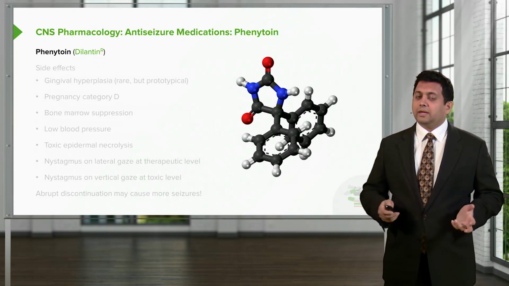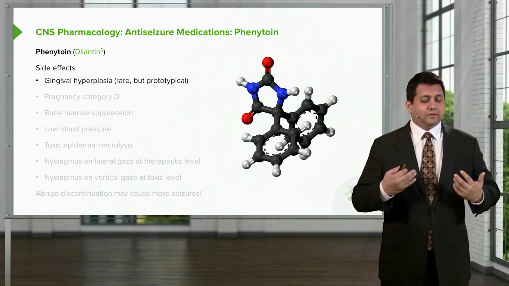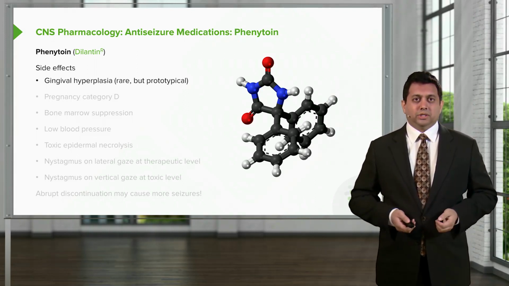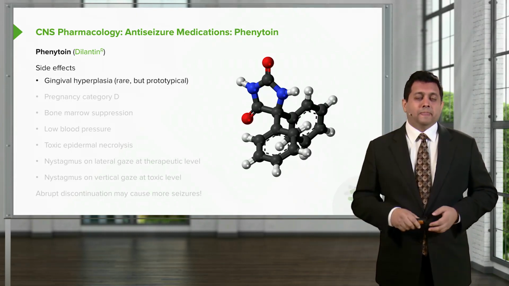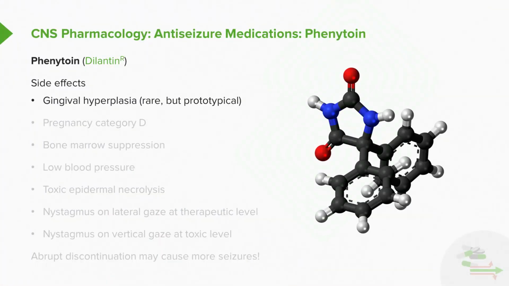Side effects are quite numerous with this medication. One of the things that you have to be particularly vigilant about as a practitioner is gingival hyperplasia. It's rare but prototypical, and that's where the gums overgrow the teeth. The reason why I want to mention this to you is because if you have a patient picture on your exam with gingival hyperplasia where the gums seem to be hypertrophic, think about this drug.